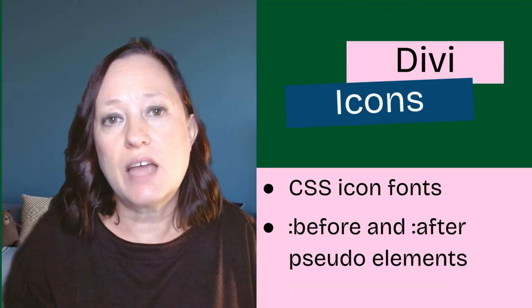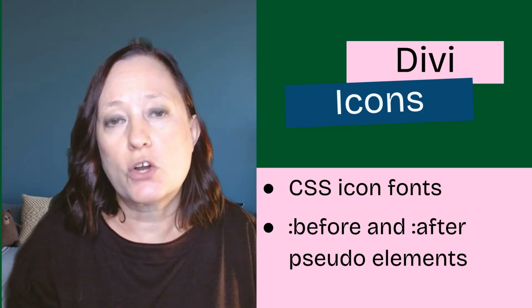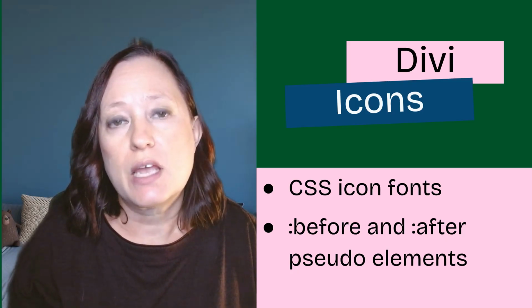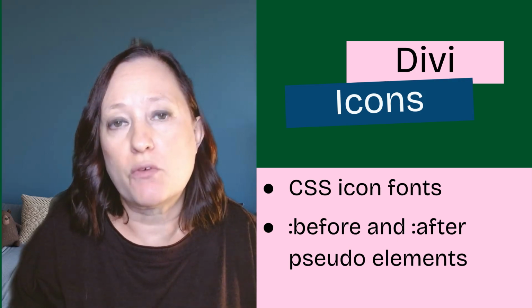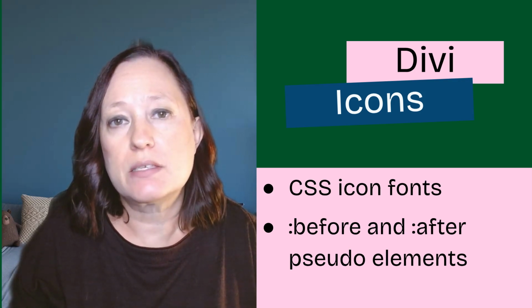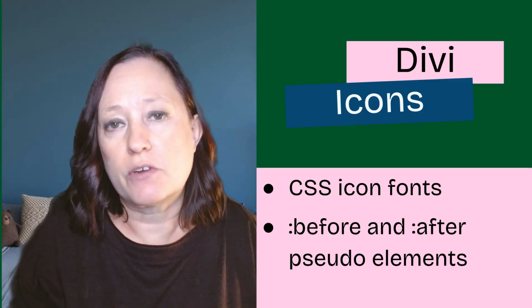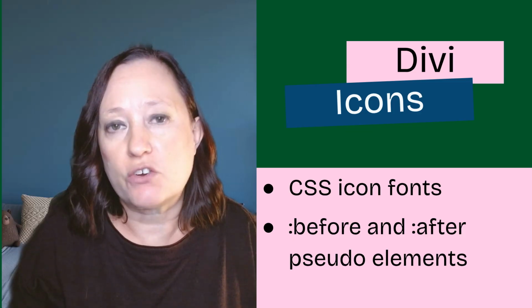In Divi, the icons for certain modules are created using icon fonts and applied using the CSS content property in rules that use the before and after pseudo elements. Let's look at the button module, for example, which really actually creates links that are styled to look like buttons.